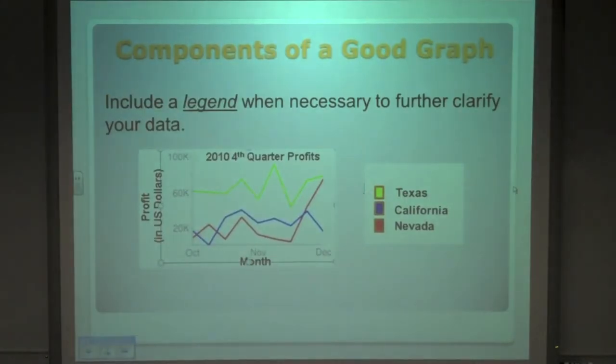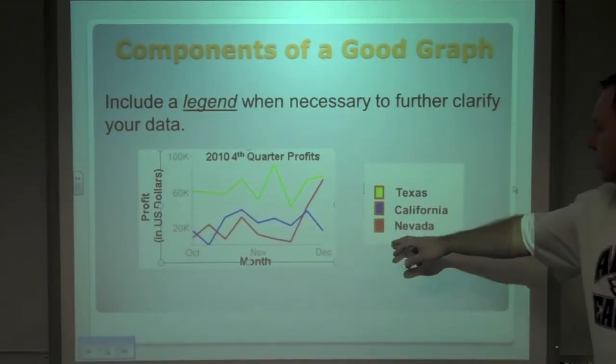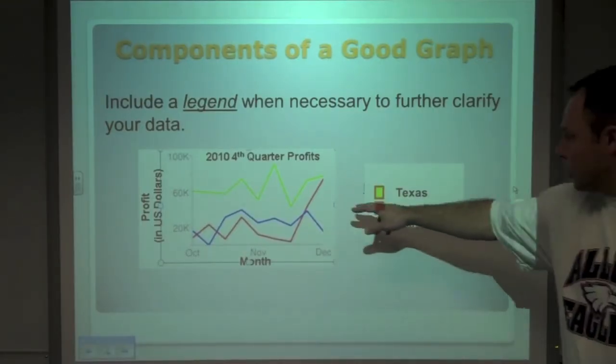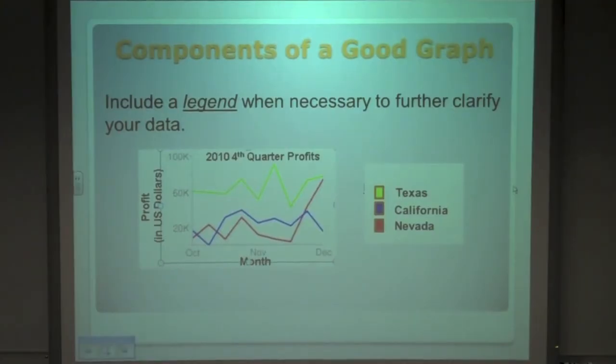A couple more components of a good graph. Legends. You guys have learned about legends before. Legends identify what each one of these particular lines is associated with. Obviously the green is talking about profits that occur in Texas, whereas blue is California, and the red is Nevada. So we have these colors, and they coordinate to those lines, and they explain basically what those lines are showing us.